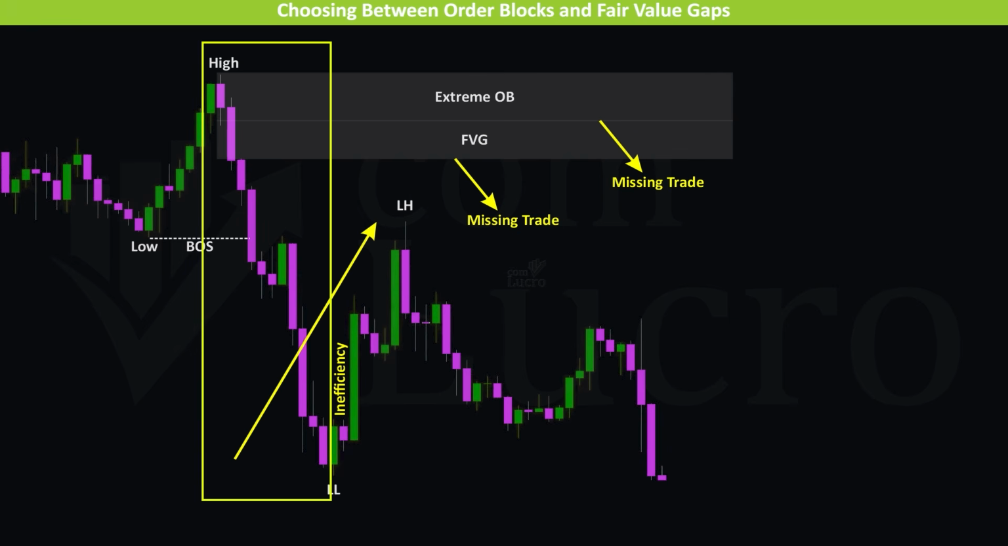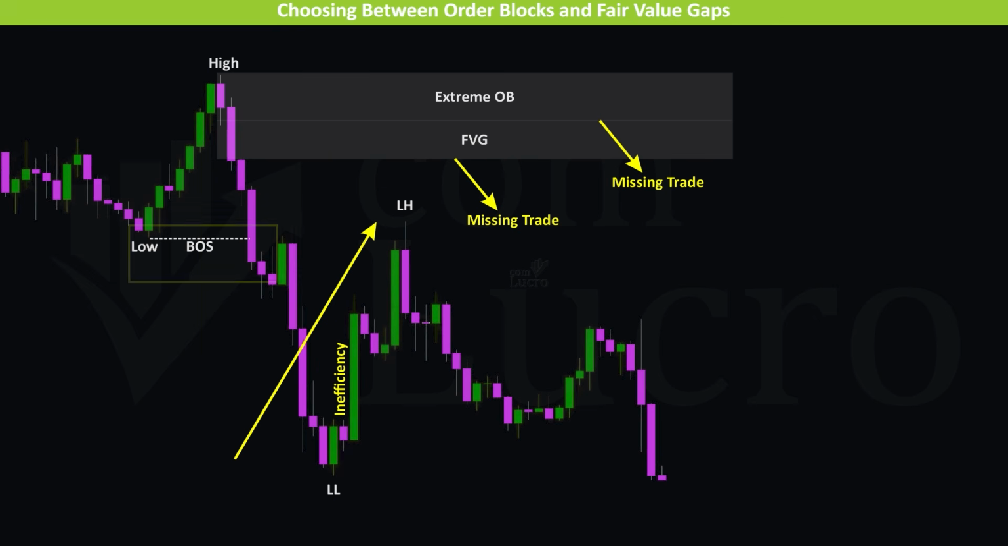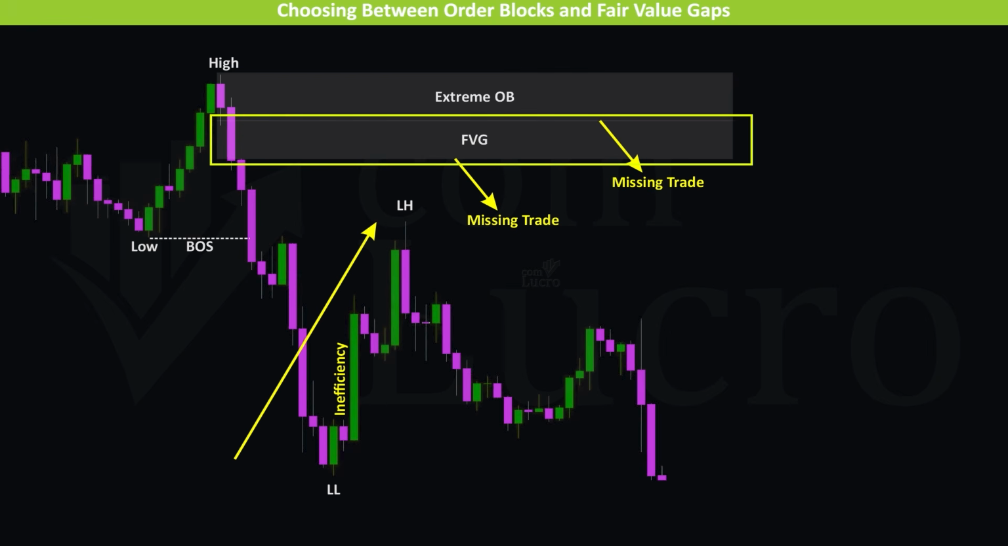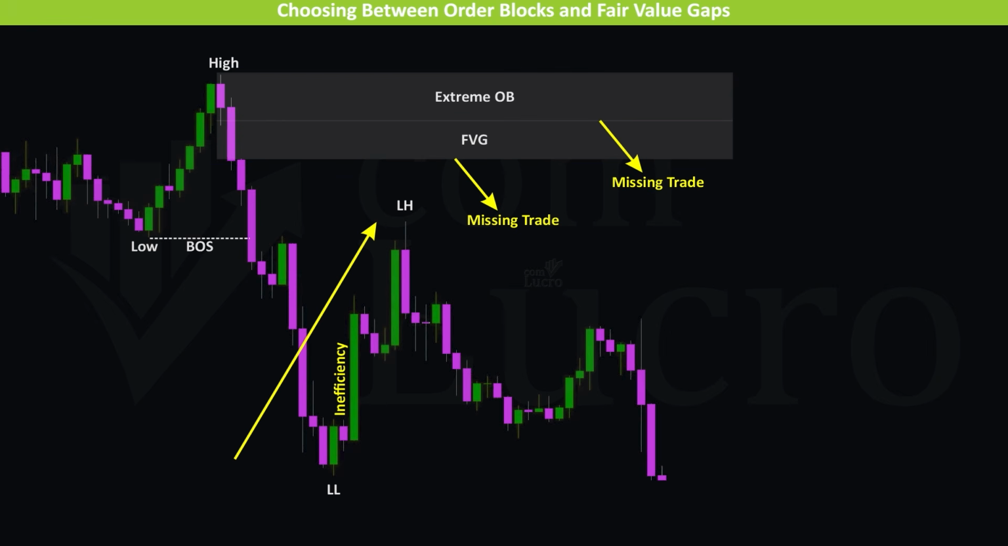If we examine this example on the euro-dollar pair, we can see that the market is in a downtrend and has already confirmed a bearish break of structure by breaking and closing below the most recent major low. There's an order block resting at the extreme, and just beneath it, we can identify a fair value gap. Both areas could be used as potential entry points.